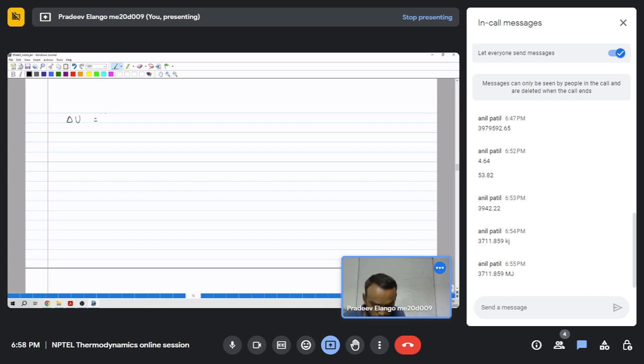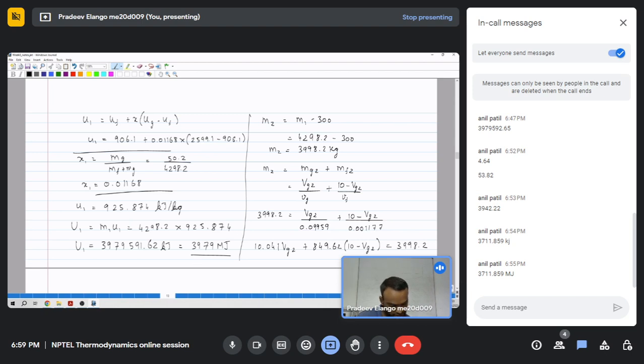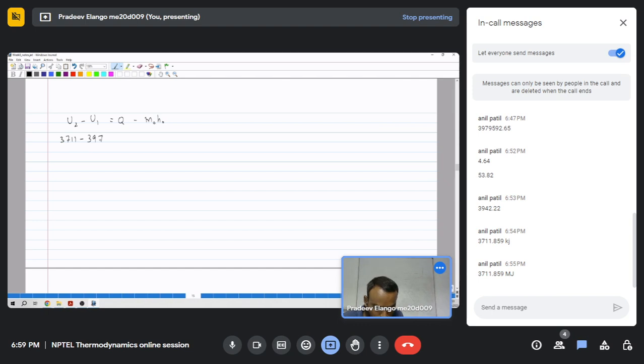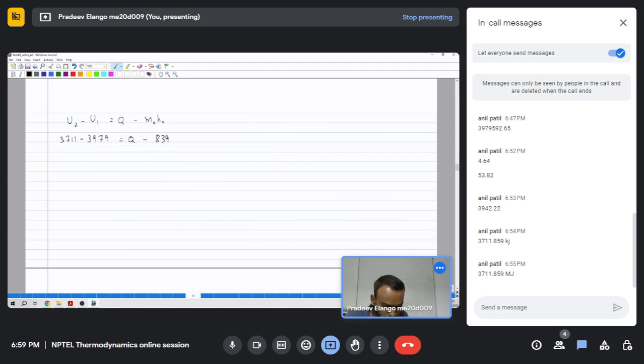Now we had delta U is equal to U2 minus U1 is equal to Q minus m_o h_o. U2 is 3711 minus U1 is 3979, equal to Q minus m_o h_o, which is 839.5. So Q is 3711 plus 839.5 minus 3979. This is 571.5 megajoules.